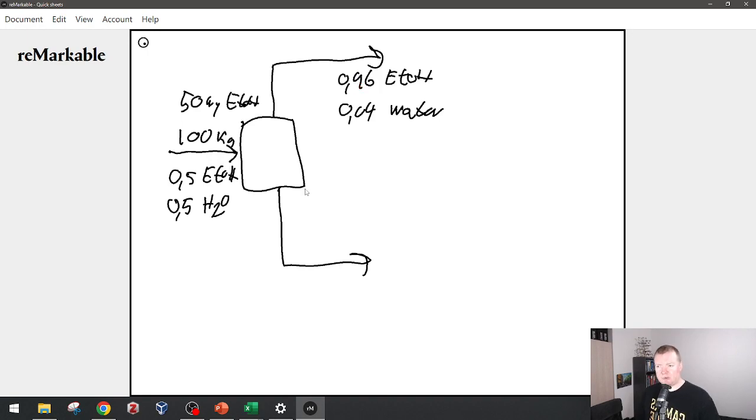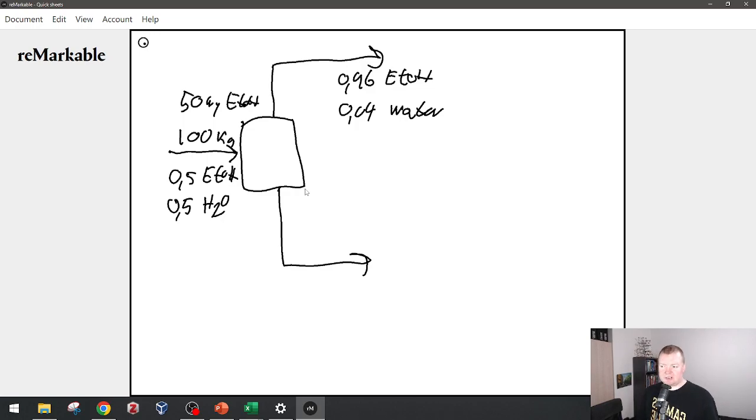No. That would be if I told you that I want, let's say, 96% of my ethanol recovered in my top stream. Then we can say 96% of the incoming ethanol must end up in the top stream. But this is just telling me the composition of the top stream. So we can't do that.